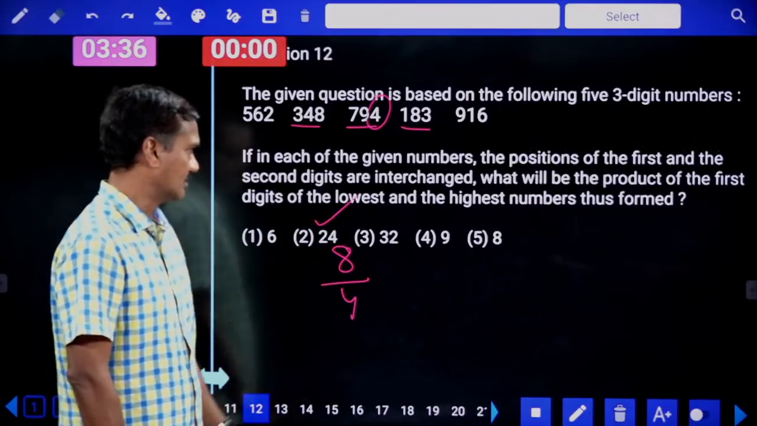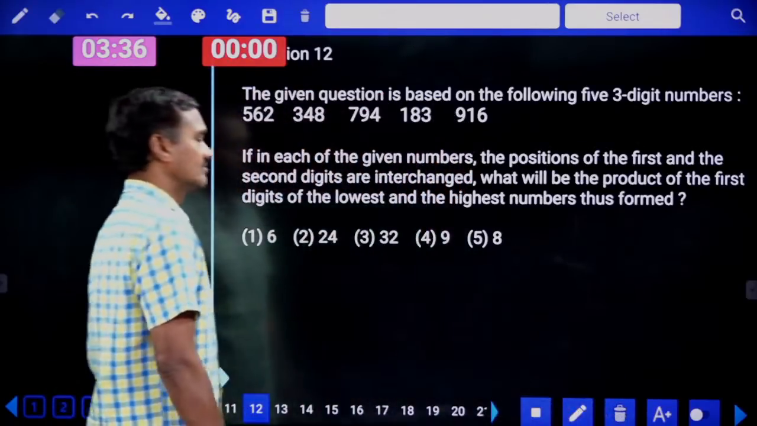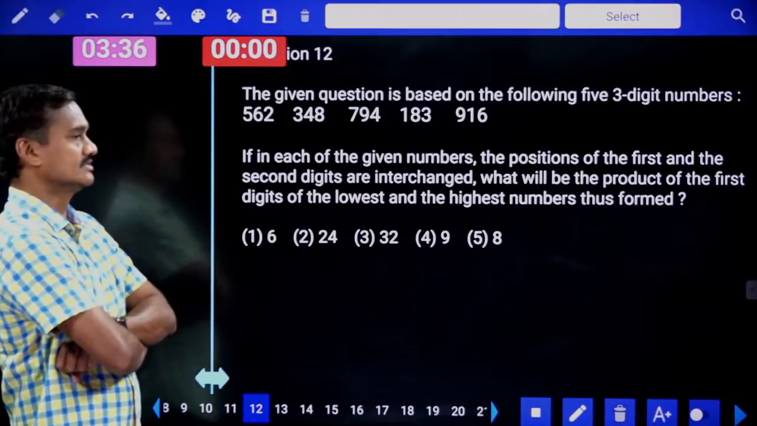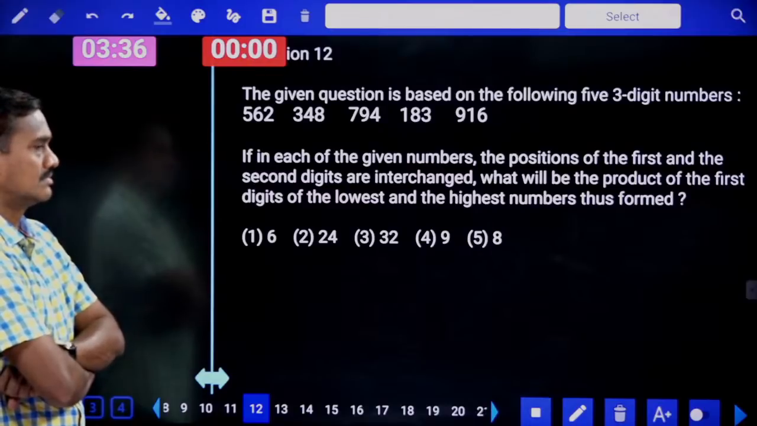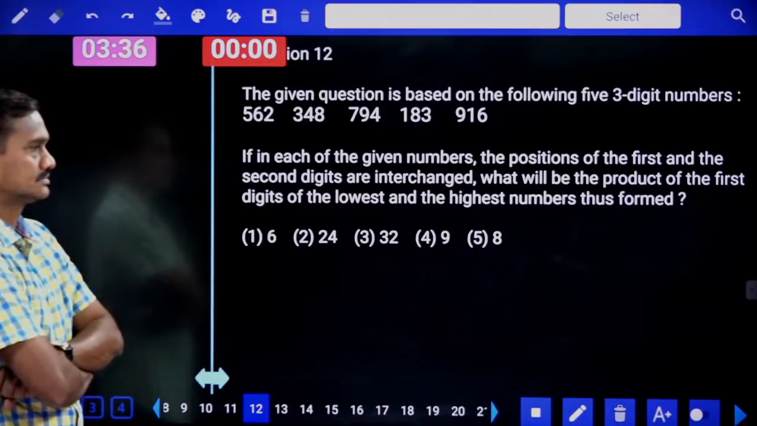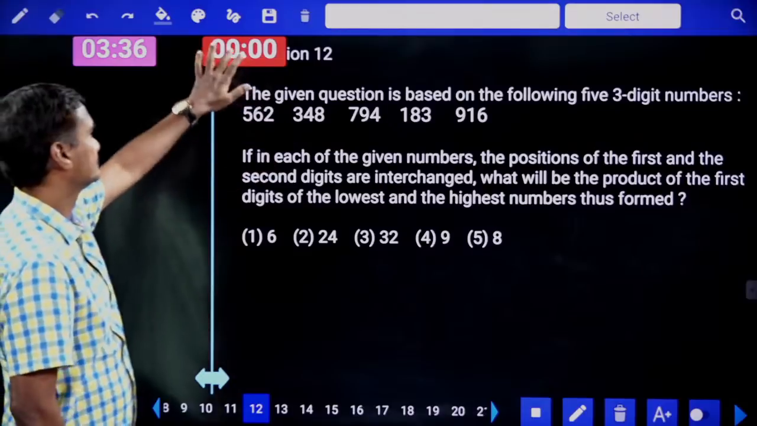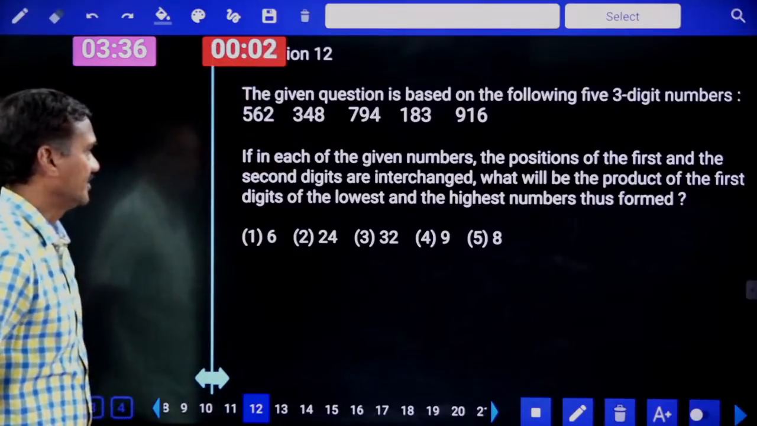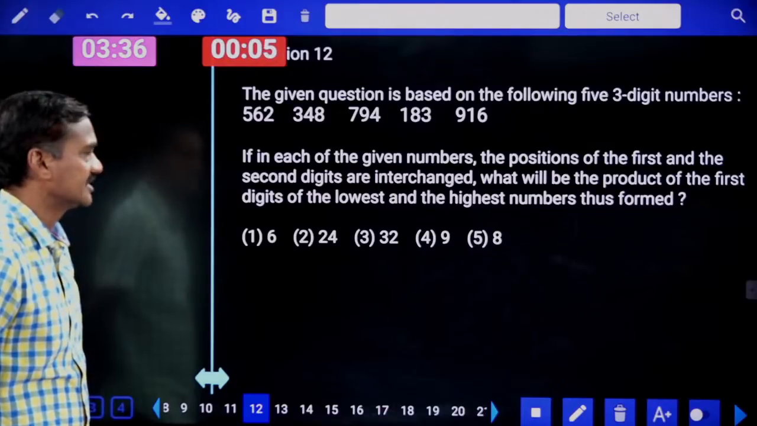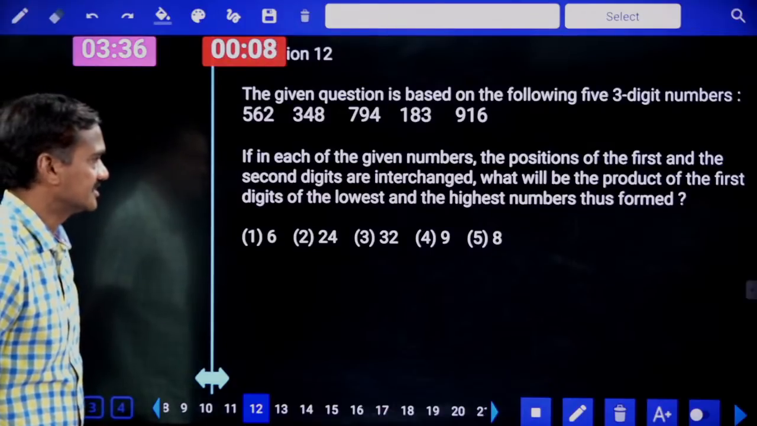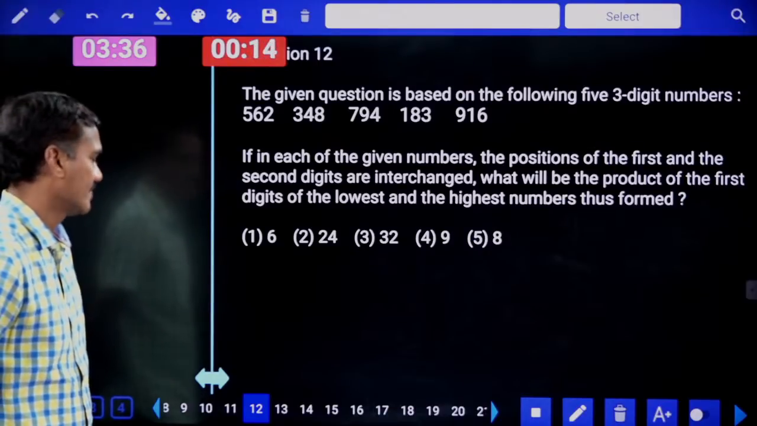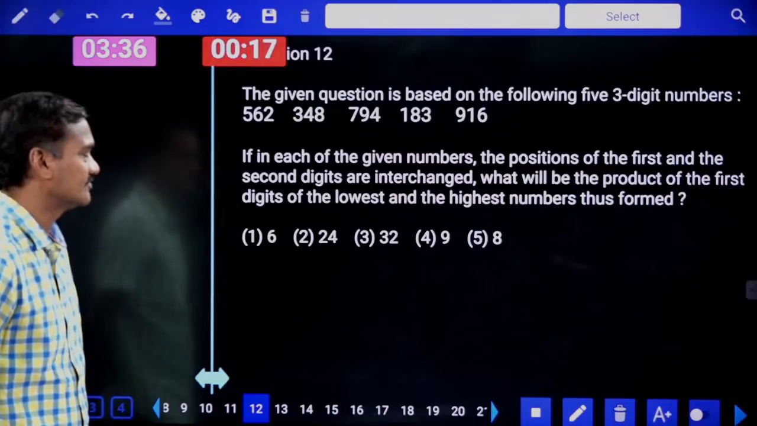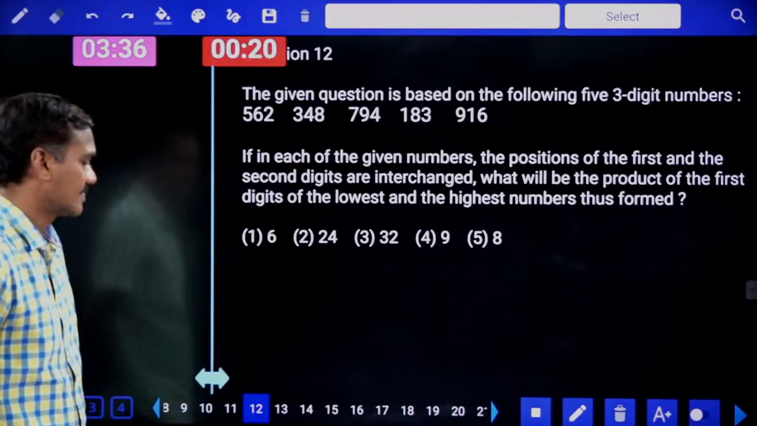Done. Then 12th one. Question number 12. Please start working on this one, 12th one. If in each of the given numbers, the positions of the first and the second digits are interchanged, then what will be the product of the first digit of the lowest number and the highest numbers thus formed? Now we need to find out the product of the first digits in the lowest and the highest numbers.